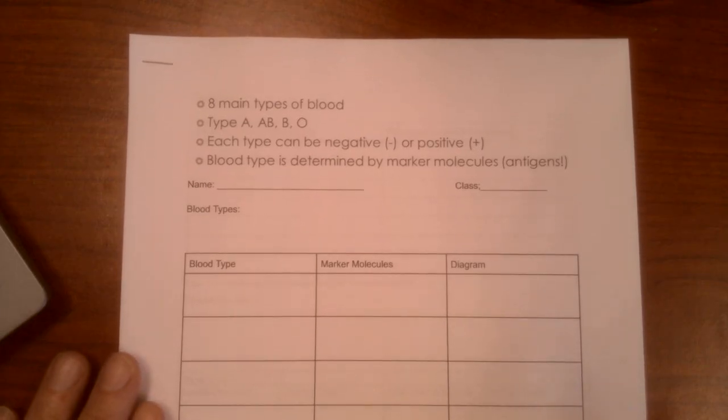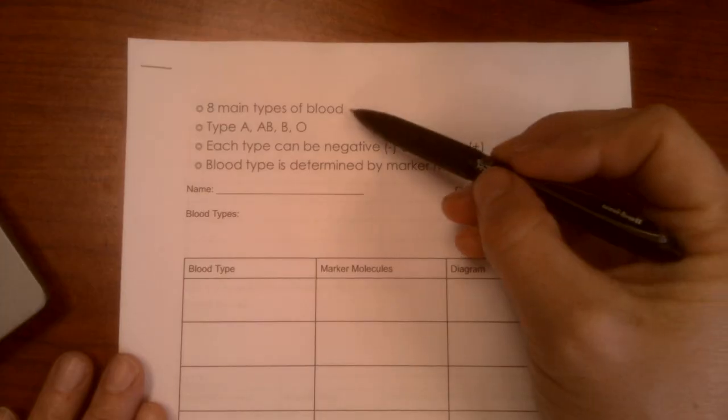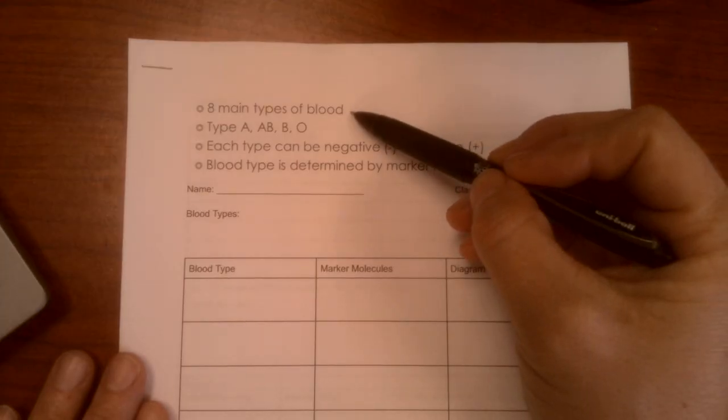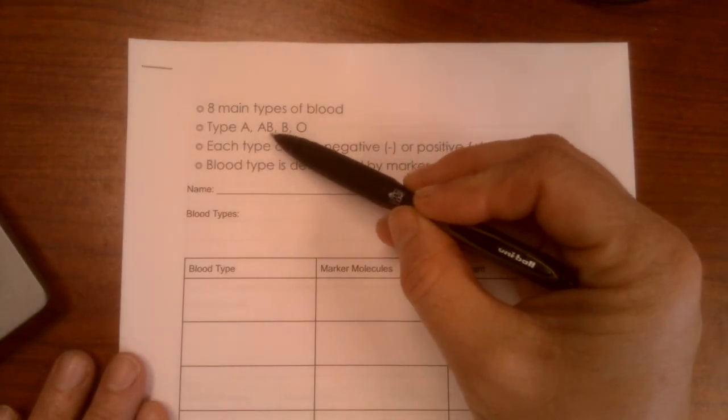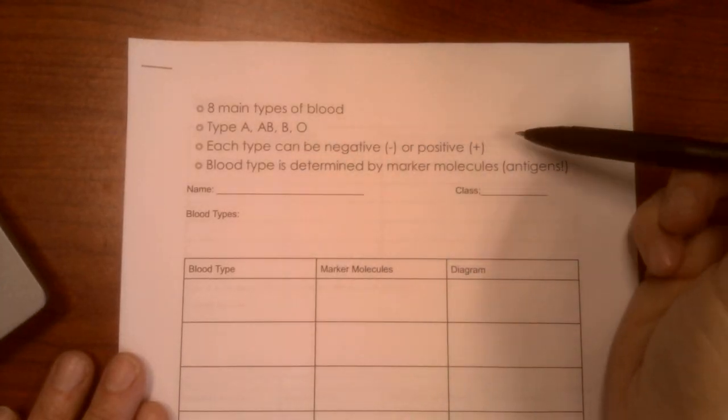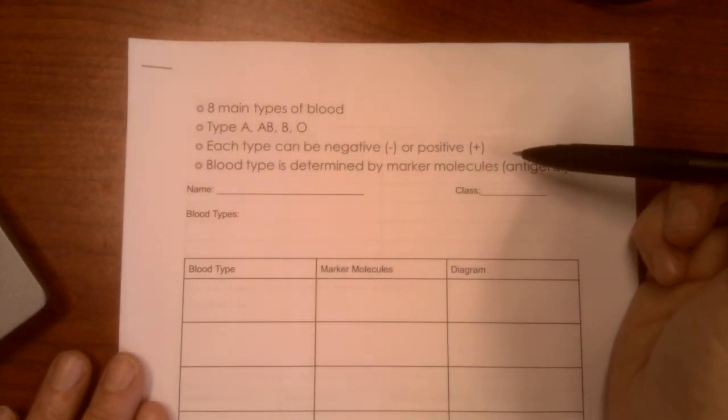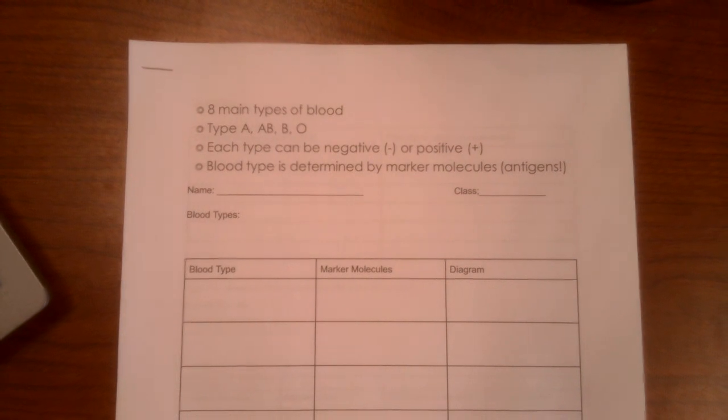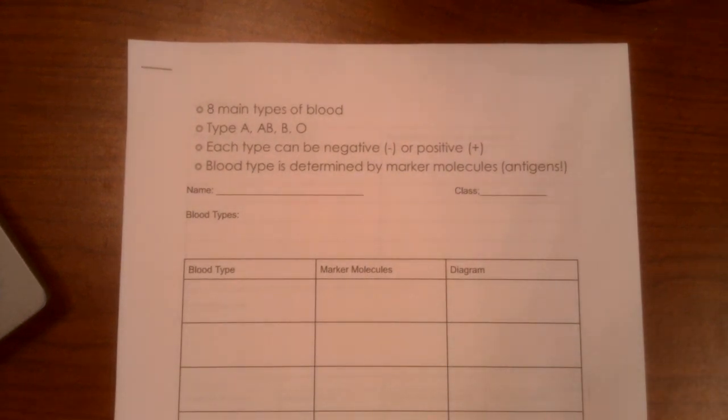So the first thing that I want to talk about is that there are 8 main types of blood. These are the main types: A, B, AB, and O. Each type can have a negative or a positive, and the blood type is actually determined by a protein on the outside of a red blood cell called a marker molecule.